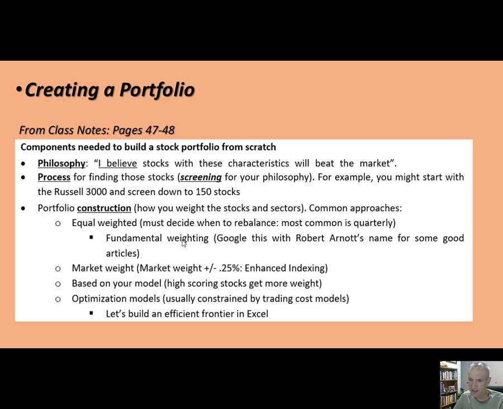In enhanced indexing, what they do is they look at the weight of the stock in the market and then make sure they're within plus or minus 0.25% of that weight. So if Apple's 5% of the market, then you must have at least 4.75% in Apple and no more than 5.25% in Apple. So it's kind of like an index fund where you're trying to just add a little bit of alpha over the return of the market. Alpha is your excess return, how much return you have over the stock market. You're just trying to add a little bit.